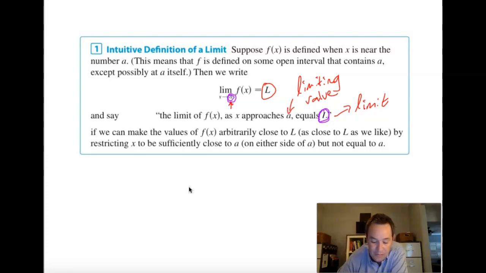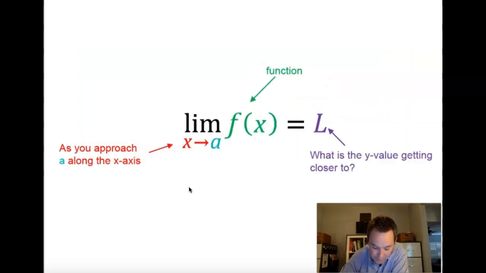So you can make a game of it where I'm like, okay, how close do you want to be to L? And you say, I want to be within 0.1 of L. And I go, okay, as long as you are within 0.0001 of a, your y values will always be within 0.1 of L. And so as long as there can be a rule on the x-axis, be this close to a, and you will always be this close on the y-axis to L, then we say that the limit exists. I know that's a little confusing, but I'll give you some visuals in a bit.